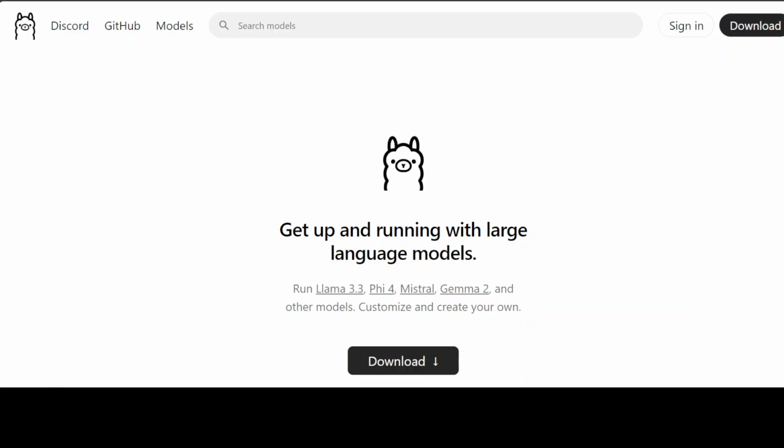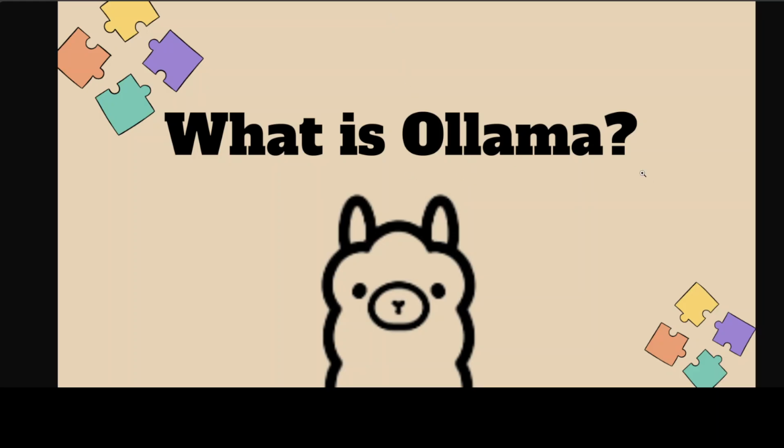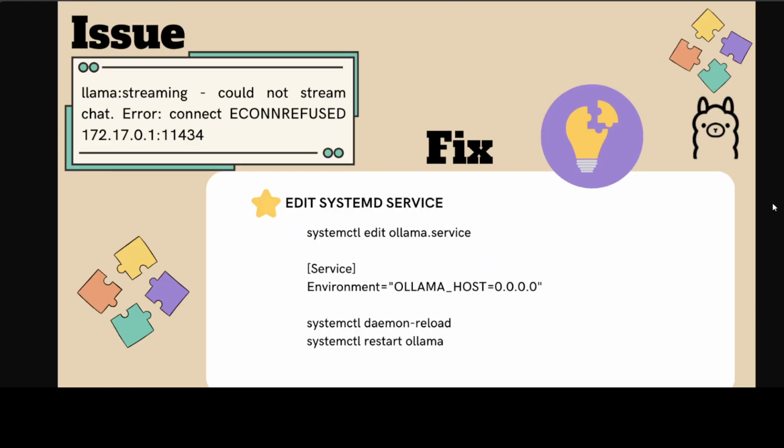Okay, so let's start working with these common issues. I already have described to you what Ollama is. And then this is the first issue which I frequently see happening with people. There could be a slight difference in the error messages, but the theme of the issue remains the same. So if you are encountering an error like this where you get that Ollama streaming or could not stream chat, or more importantly, if you see this keyword ECONNREFUSED and then some IP, it could be 127.0.0.1 or any other IP with this port or any other port.